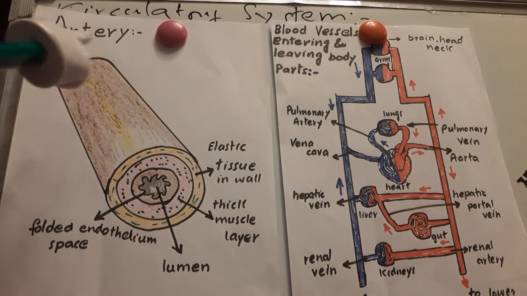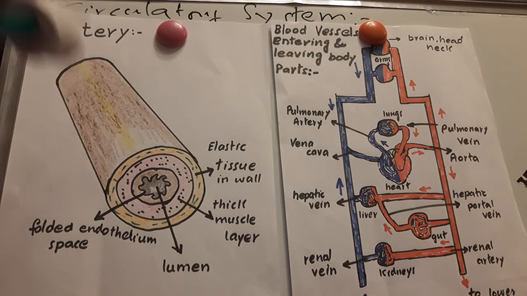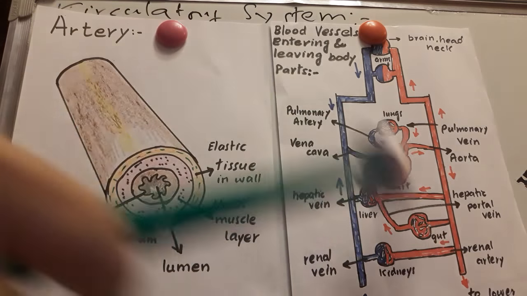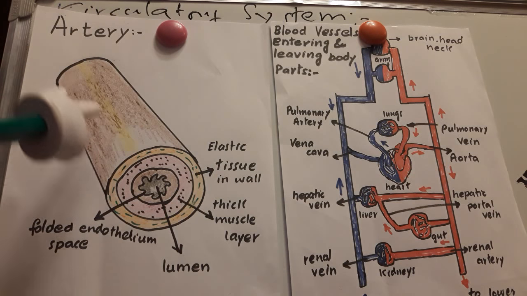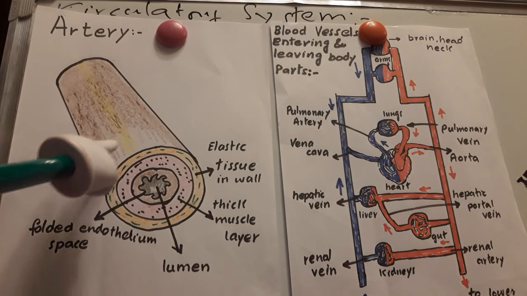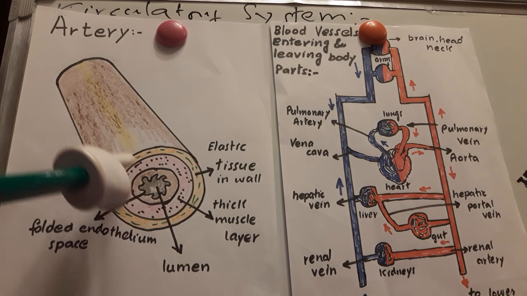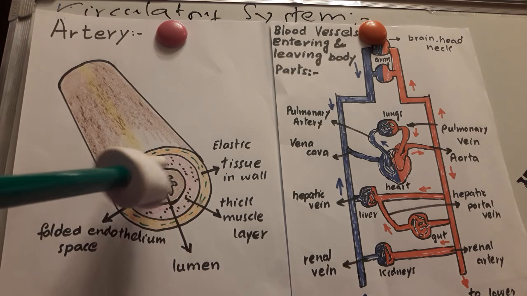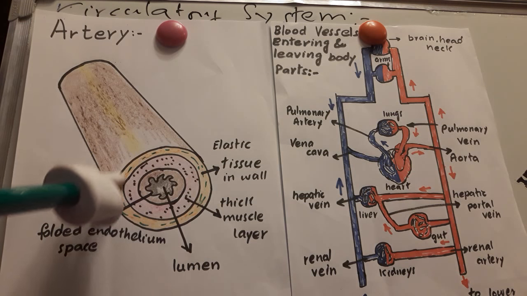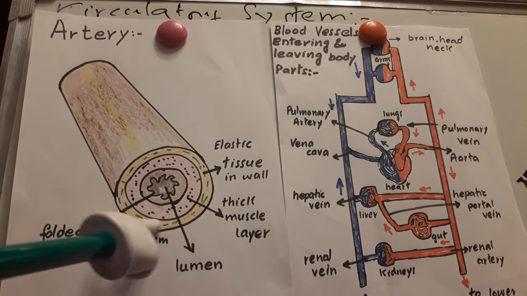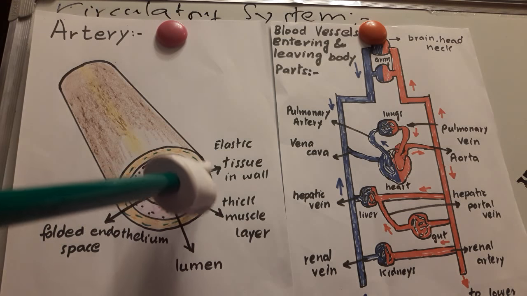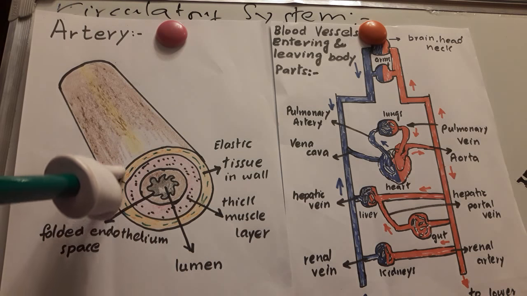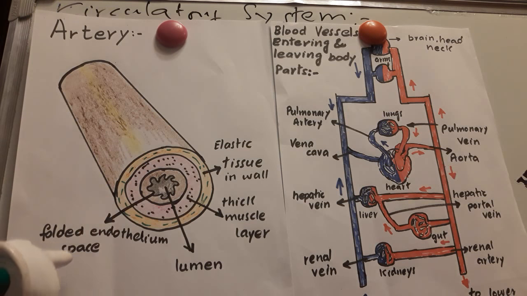Arteries carry blood from the heart to distribute to different parts of the body, so they carry oxygenated blood. If we see the cross section, arteries have very thick walls, and they are very muscular, and they have elastic tissues. These elastic tissues can stretch and recoil as the heart beats. This actually helps to maintain high blood pressure.